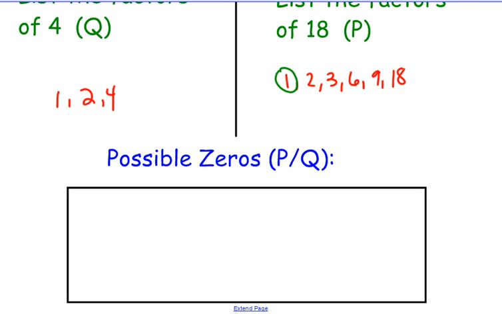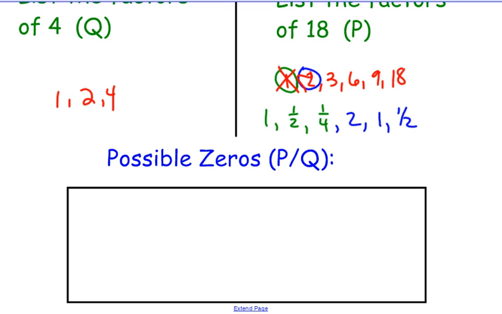Okay, 1 divided by 1 is 1. 1 divided by 2 is 1/2. 1 divided by 4 is 1/4. Okay, this one's done. Next, I'm going to go to this 2. 2 divided by 1 is 2. 2 divided by 2 is 1. Oh, I already have a 1, don't I? Well, we'll skip that later. 2 divided by 4 is 1/2.